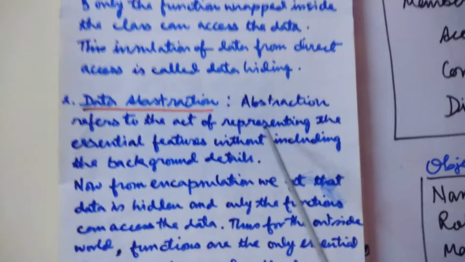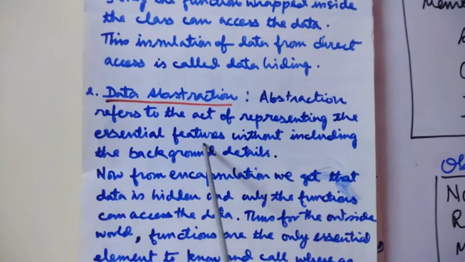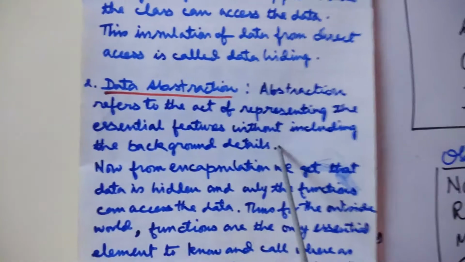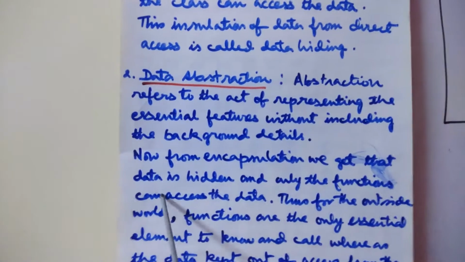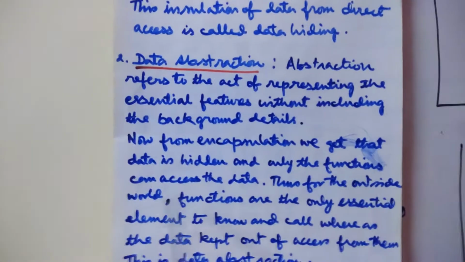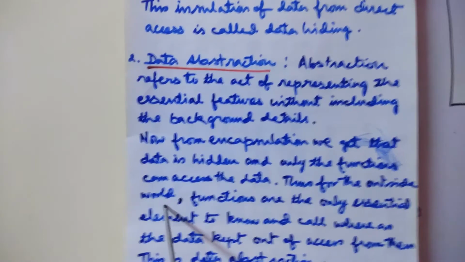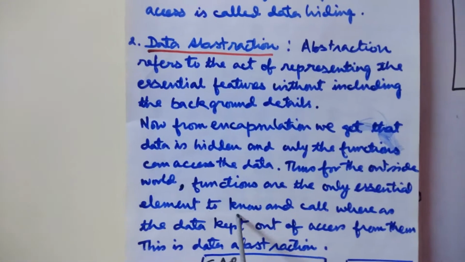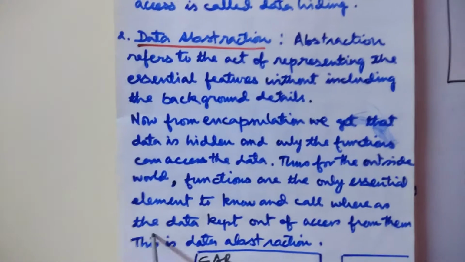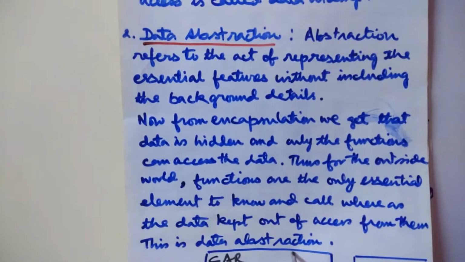Now abstraction means the act of representing the essential features without including the background details. Now from encapsulation we get that data is hidden and only the functions can access the data. Thus, for the outsider or the outside world, functions are the only essential element to know and call, whereas the data is kept out of their access. This is data abstraction. Now let us see this figure.